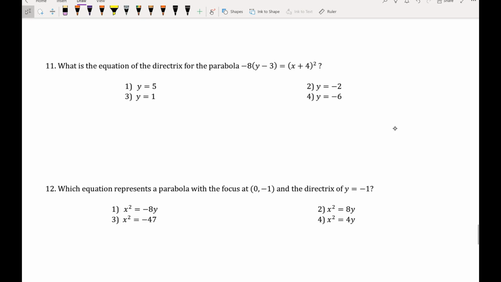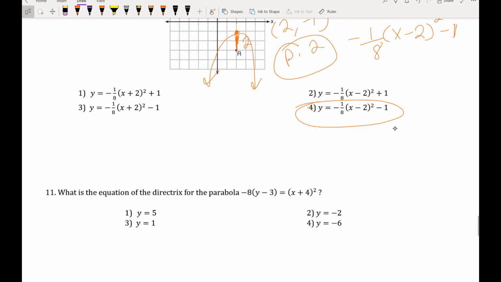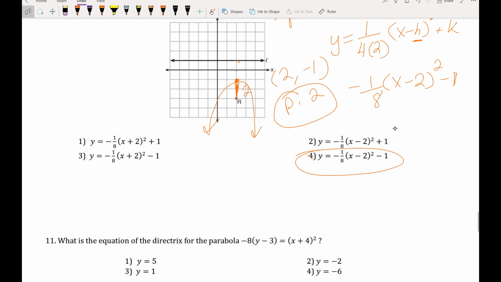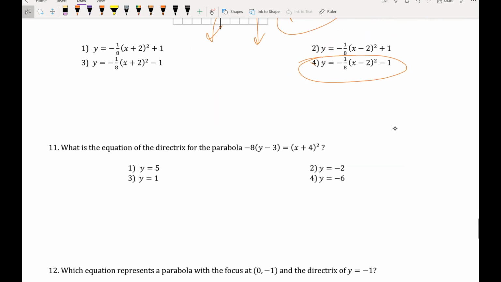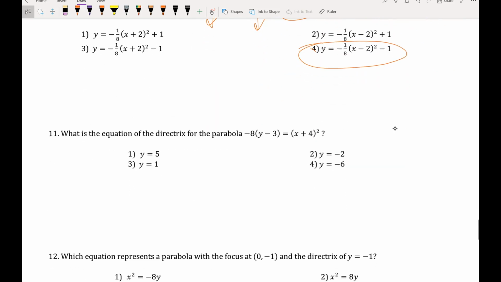Number 11. What is the equation of the directrix for the parabola -8 times (y minus 3) equals (x plus 4) squared? Notice that this parabola looks a little bit different than the ones we've had in all the previous examples because it's not solved for y. Not a big deal for us. We can use a little bit of algebra skills to solve for y here.